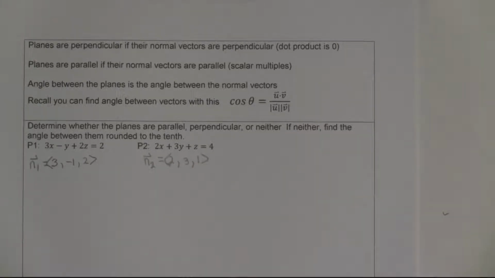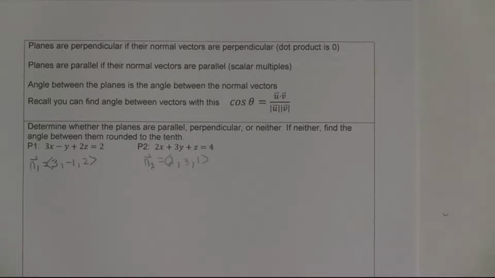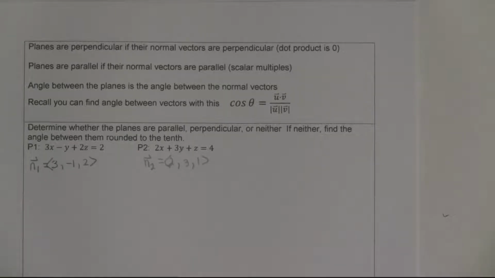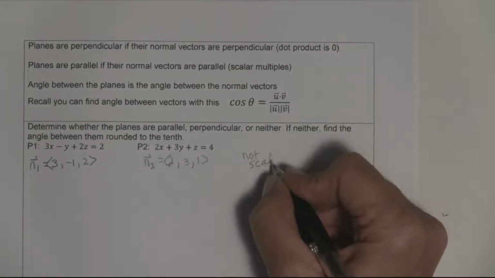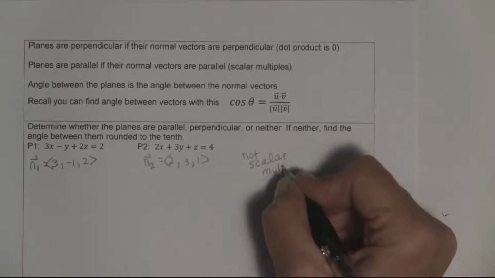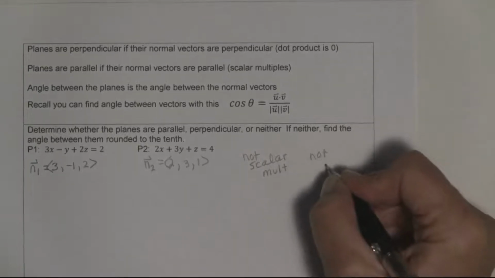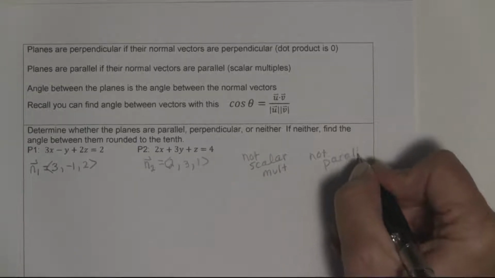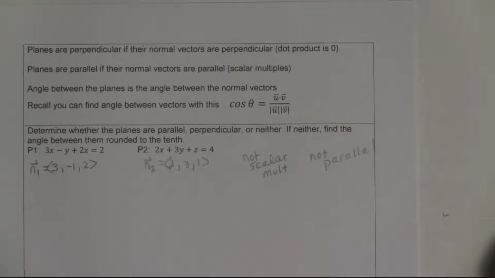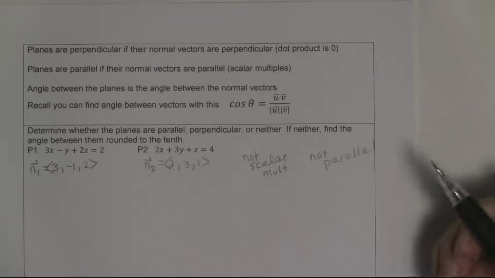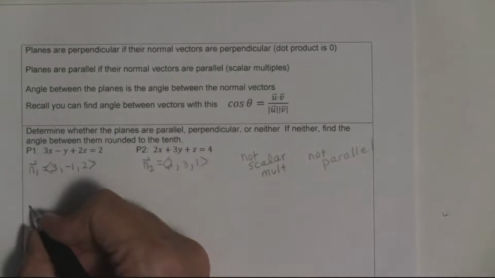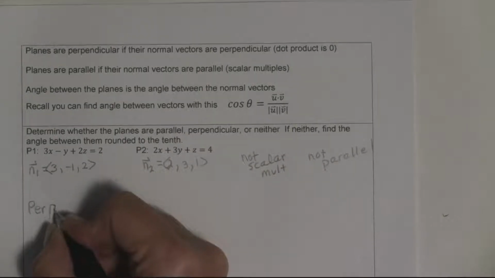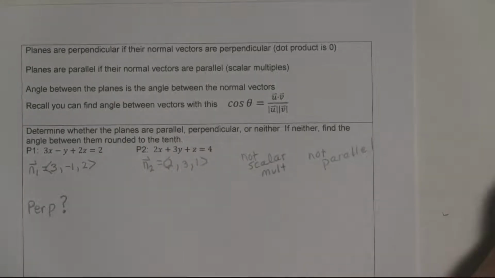And if they were parallel to one another, they would be scalar multiples. But you can see that those are not scalar multiples. So since they're not scalar multiples, they're not parallel. Then I want to know if they are perpendicular. And to test whether or not they're perpendicular, that's what I ask myself next, are they perpendicular?